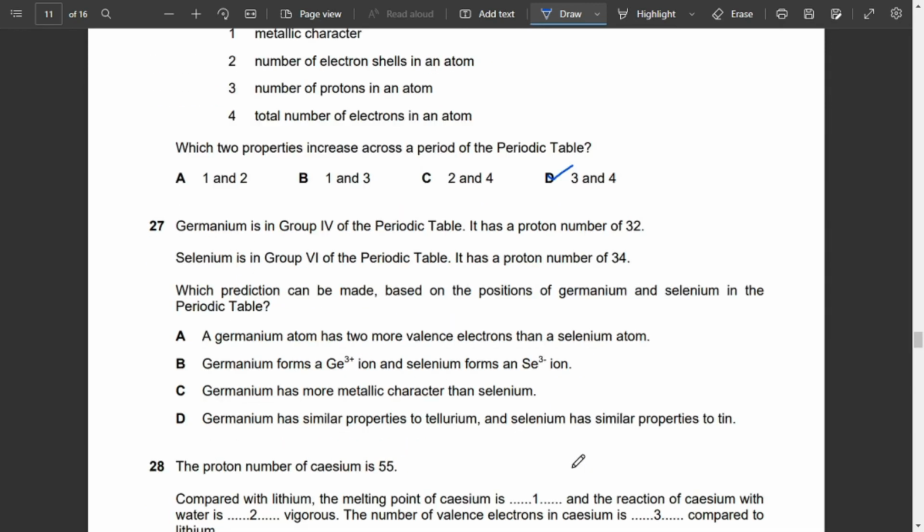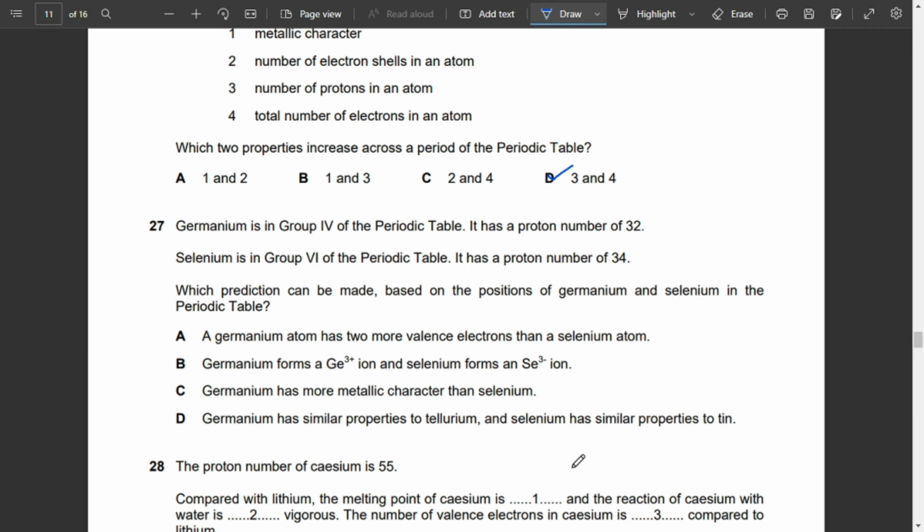Moving on to MCQ number 27. Germanium in group 4 of the periodic table has a proton number of 32. Selenium in group 6 of the periodic table has a proton number of 34. Which prediction can be made based on the positions of germanium and selenium in the periodic table? If you look at it, a germanium atom has 2 or more valence electrons than a selenium atom. Well, no, this cannot be assumed from it.